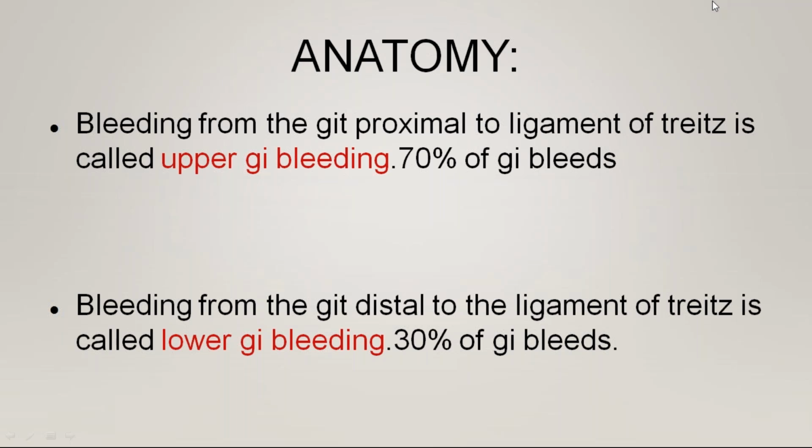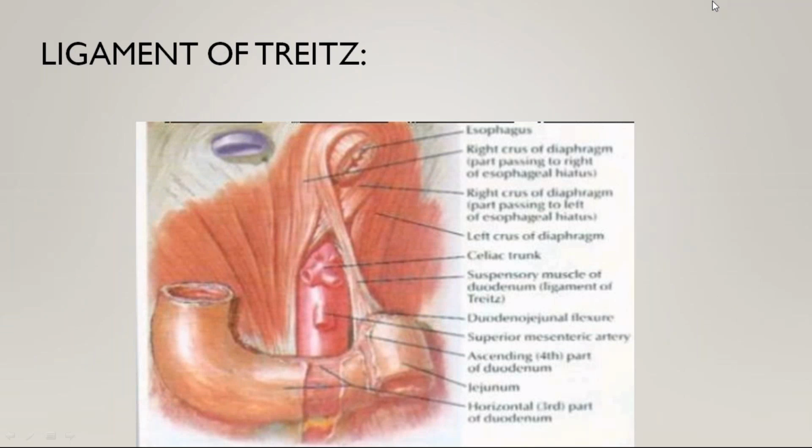So above the ligament of Treitz, upper GI bleed. Below the ligament of Treitz, lower GI bleed. So this is the anatomy. We can find the ligament of Treitz here. This is the exposed part of the ligament of Treitz.